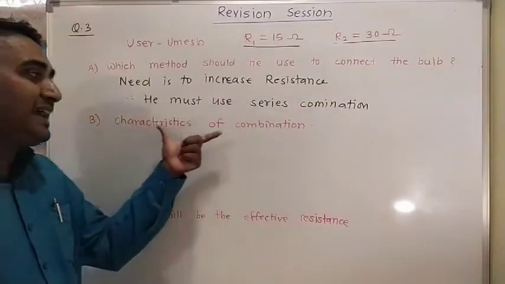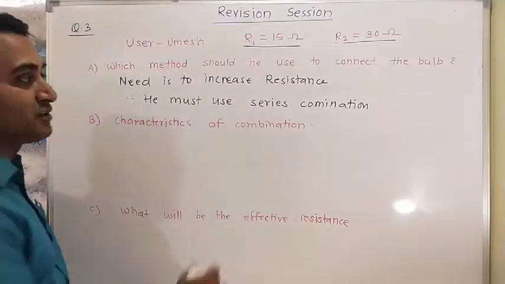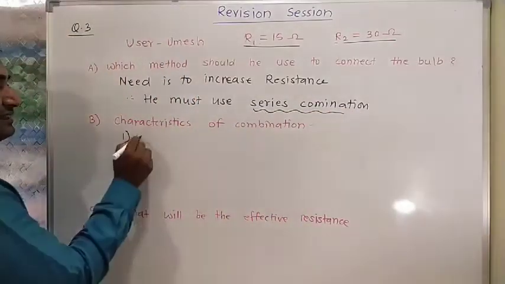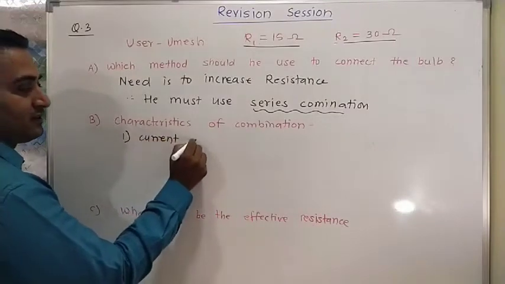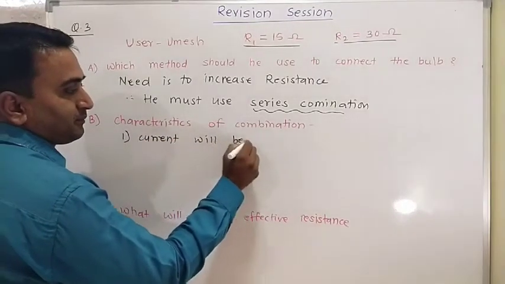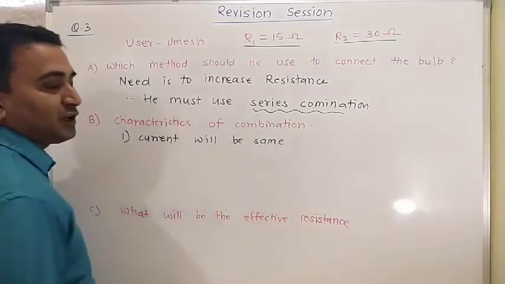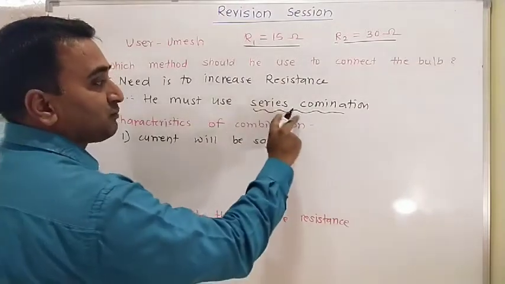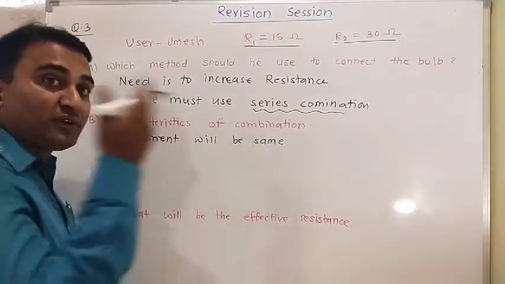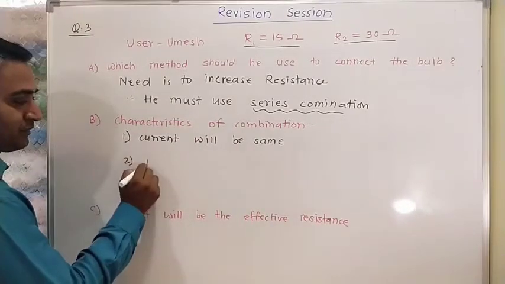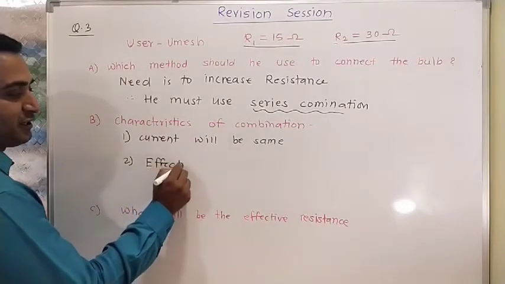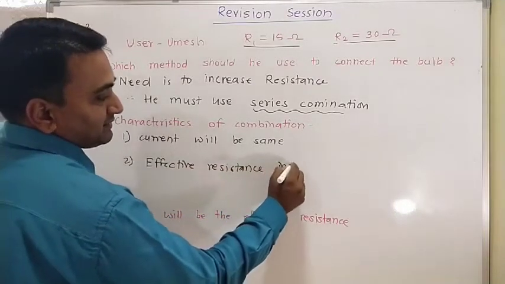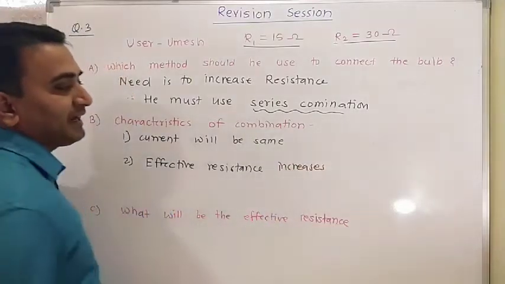Okay. What are the characteristics of this combination, that is the series combination? See, within the series combination, one thing is here, current will be the same. Got or not? And again, if you combine both bulbs in series combination, effective resistance increases. That is the characteristic.